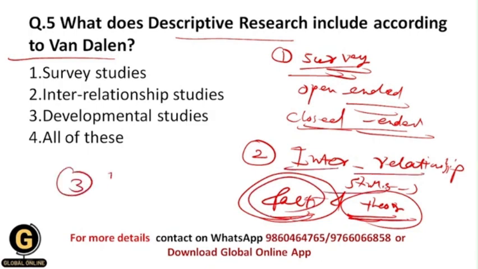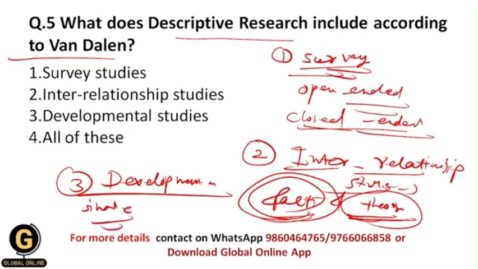And the third study is developmental studies. Within developmental studies, as the name suggests, we are going to study the development of each and every object. For example, if I want to study the development of an organism in a human being, such as the heart, then from a single cell I will see its development towards a proper heart.